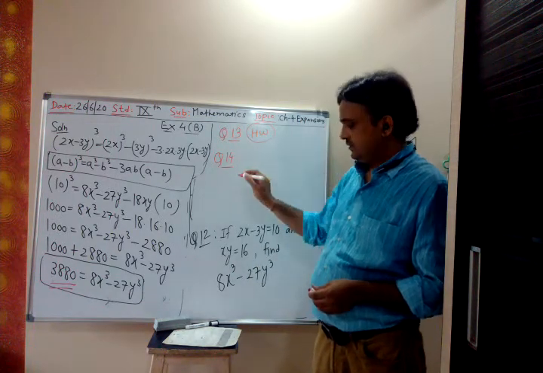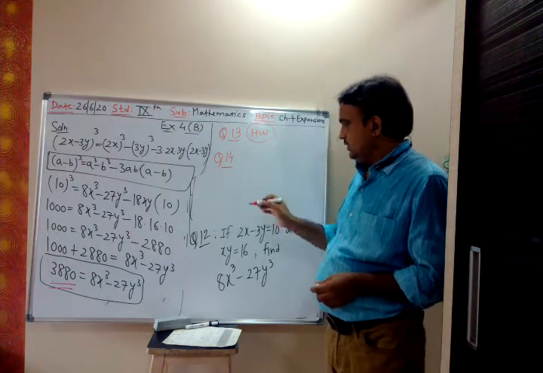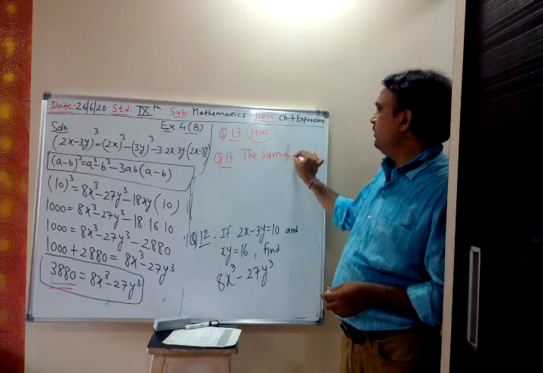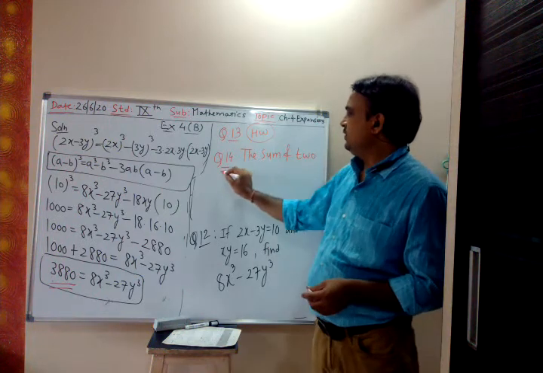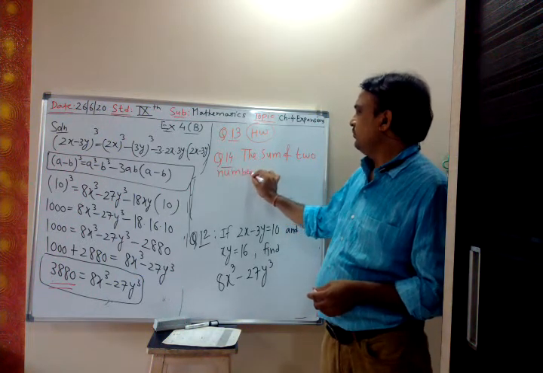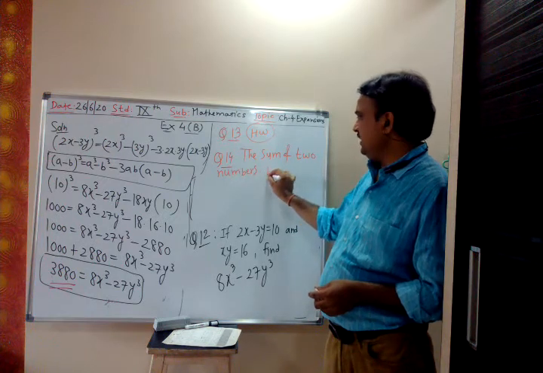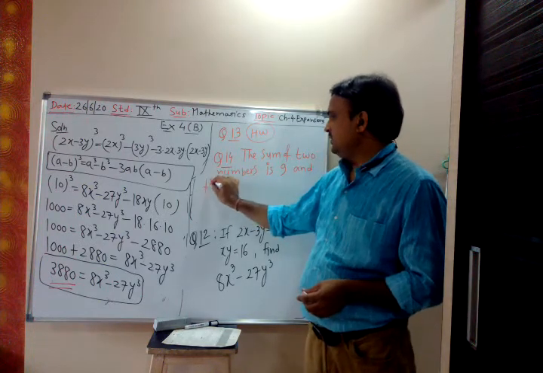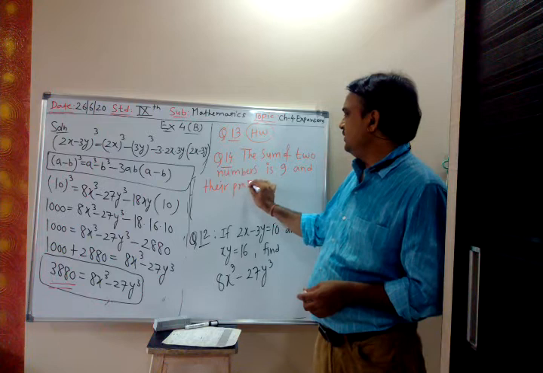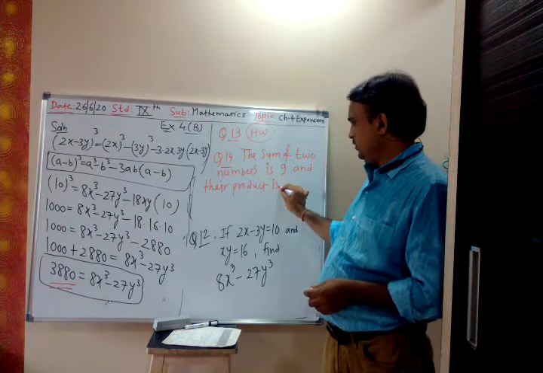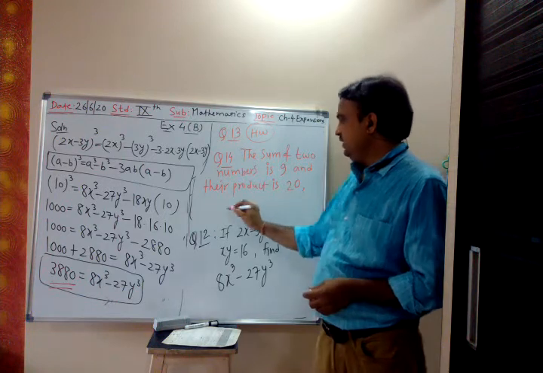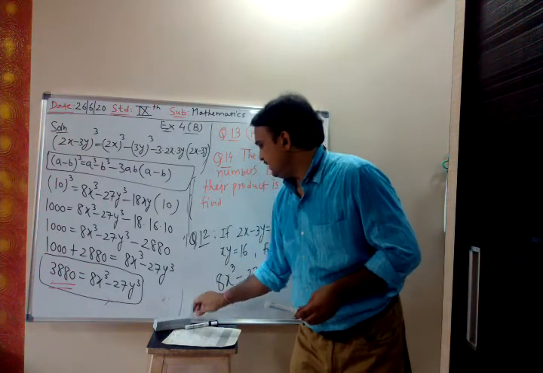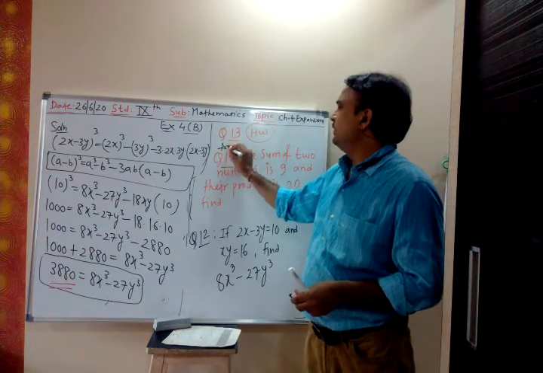Question number 14. The sum of two numbers is 9 and the product is 20. Find the sum of their squares and the sum of their cubes. The sum of two numbers is 9. These types of questions are important. Word problems.